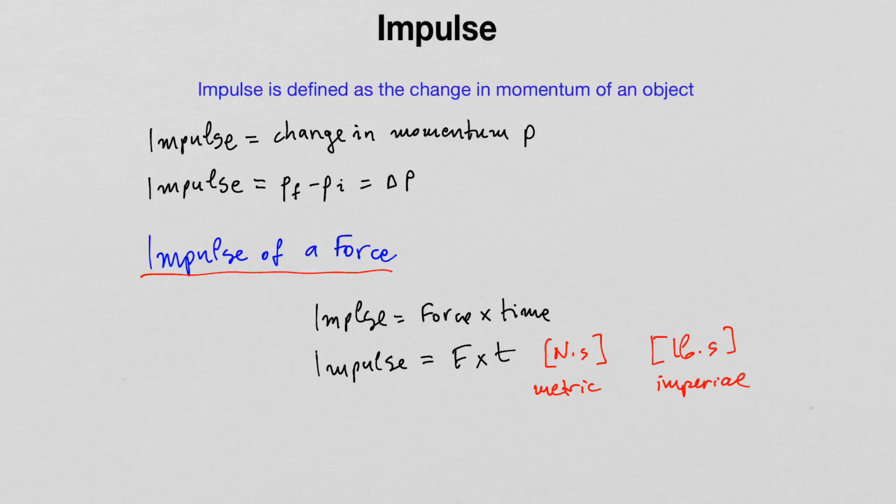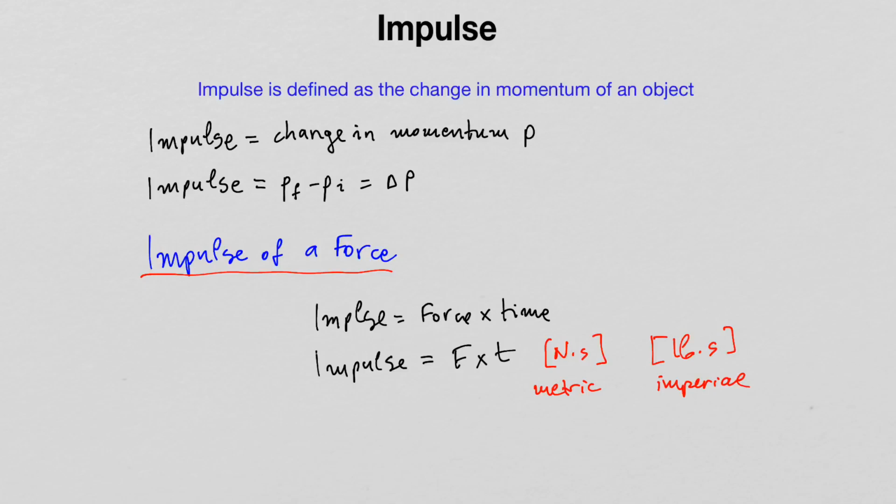And so now I can put together the two quantities. On one hand, I have that the impulse of a force, which is the product of force and time, is equal to the change in momentum. And so I can put the two together to get a final expression which I can use for calculations in regards to impulse and change in momentum.